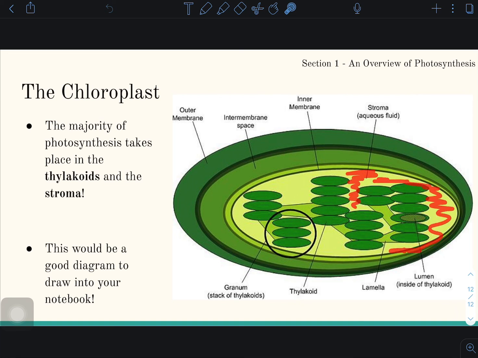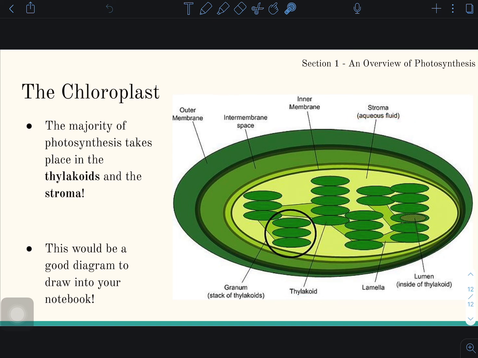It's kind of like if this were a cell, it'd be the cytoplasm. But because we're talking about a chloroplast found within a cell, it's something different. The stroma is the gel-like fluid that surrounds these thylakoid stacks. These stacks are called a granum, but the key is thylakoid and stroma.